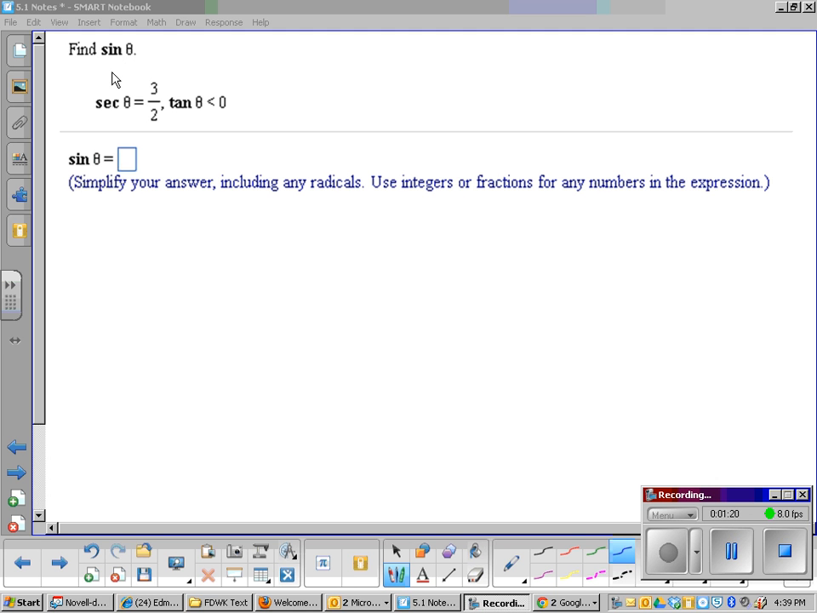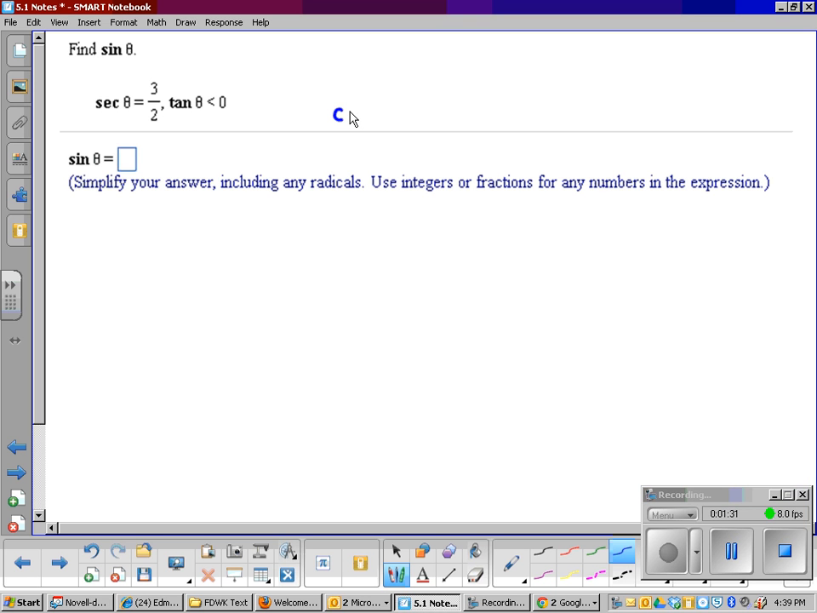If you look at your list of identities, there's not one that directly relates sine and secant. However, there is one that relates secant and cosine. I know that if secant theta is equal to 3/2, then cosine theta is the reciprocal of that, 2/3. And then once I have cosine, there's a very direct and often used, probably the most used identity between sine and cosine, and it's that Mama Pythagorean theorem. Sine squared plus cosine squared is equal to 1. So I'm going to use this identity to get a value for sine theta.